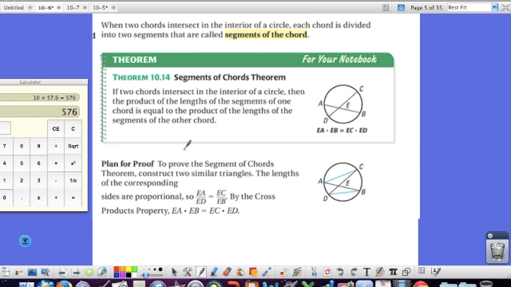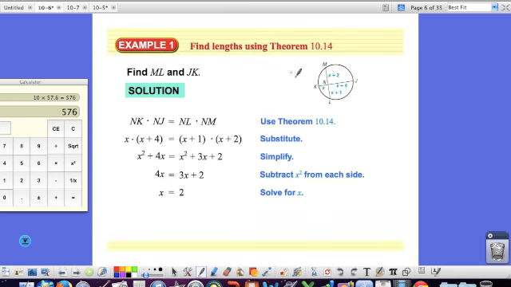And then they go through how you could actually prove it. To prove this segment of chords theorem, you could construct two similar triangles, and the lengths of the corresponding sides are proportional by the cross products property. So let's see how that would work. Here I have two chords. I have chord ML and chord JK. So x times x plus 4 is going to be equal to x plus 1 times x plus 2.